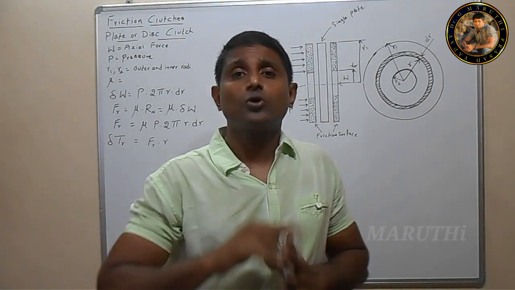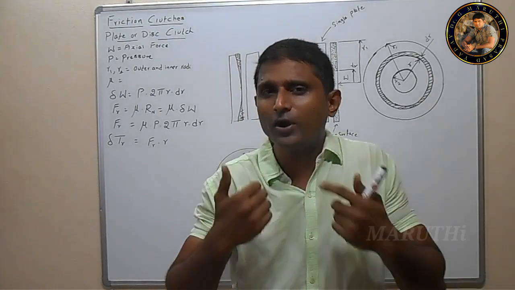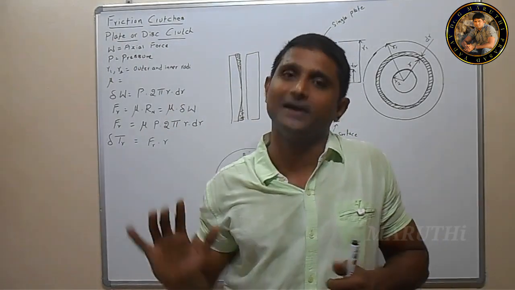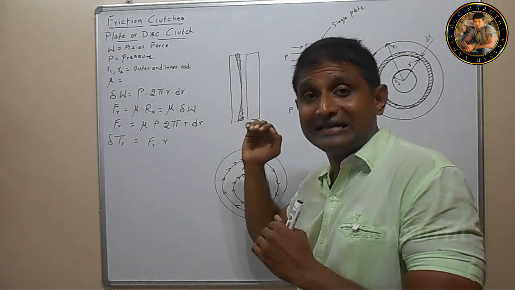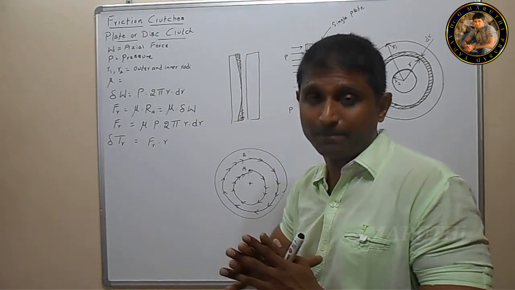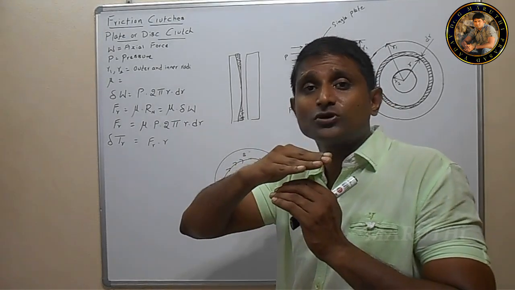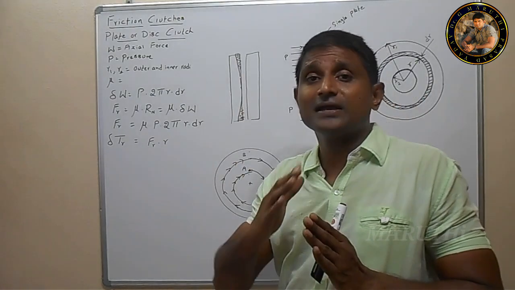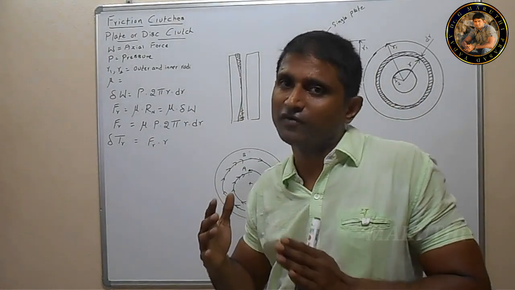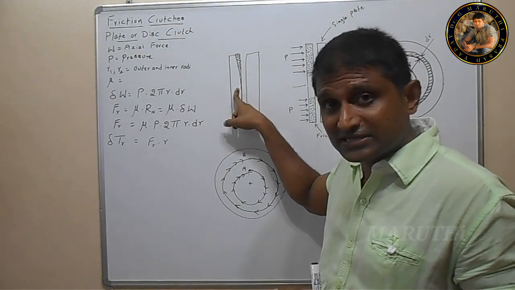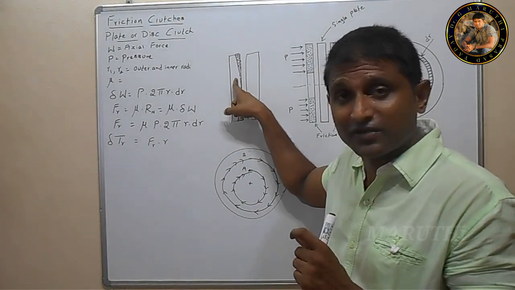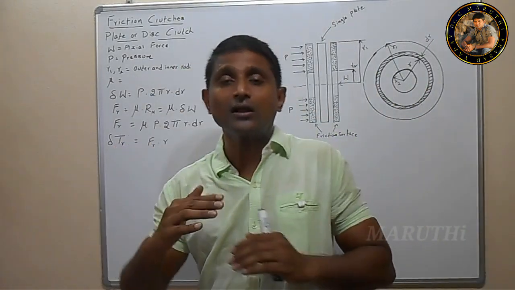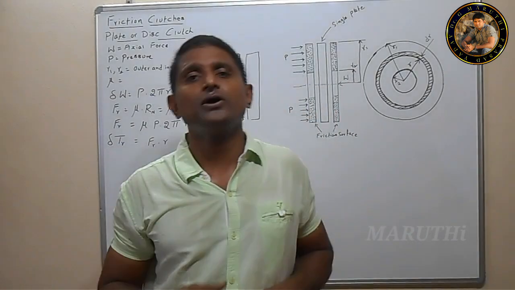If we want to have constant wear, what we have to do is vary the pressure. We should not apply uniform pressure throughout the area. The pressure developed on the plate should decrease with the increase of radius from the center. Means at the center the pressure should be more; somewhere here the pressure should be less, here less, here still less. So it should go on reducing so that wear can be constant.